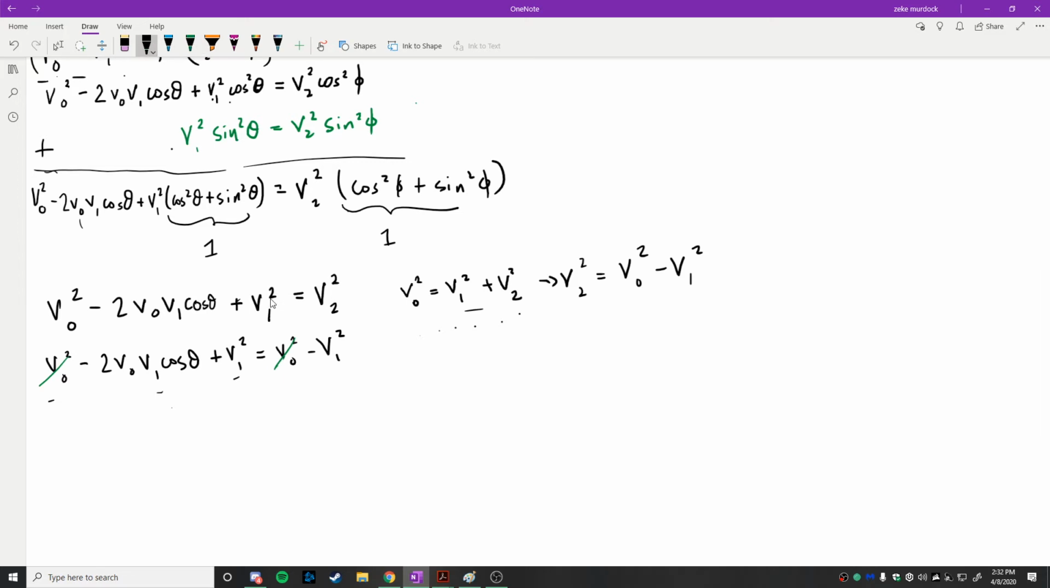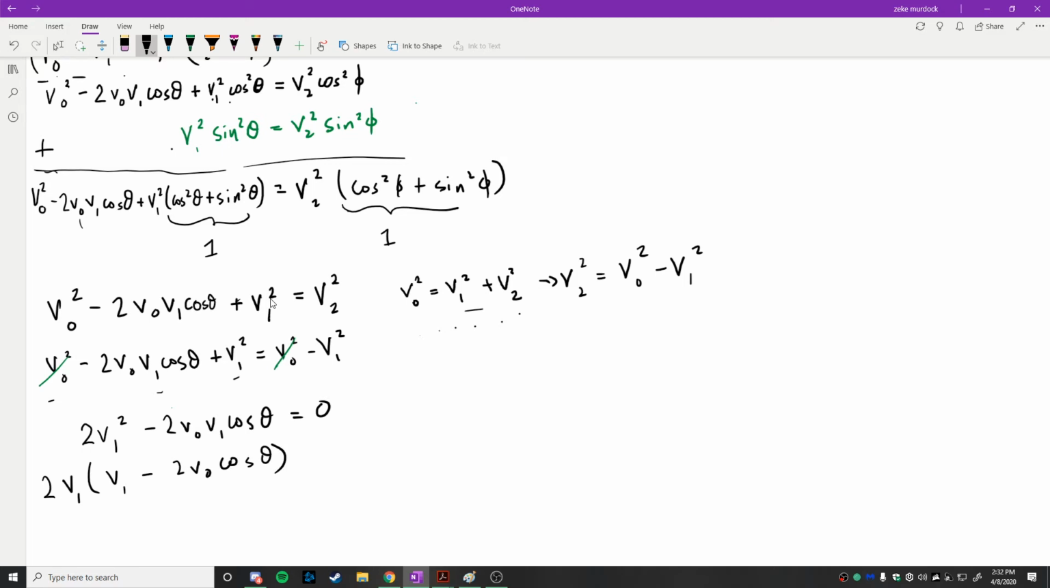We add the v1 over here, so we're going to end up getting 2v1 squared minus 2v0 v1 cos theta equal to 0. You factor a v1 out. You can factor a 2 out if you want to, too. And you'll get v1 minus 2v0 cos theta. Wait a minute. Have I messed this up?